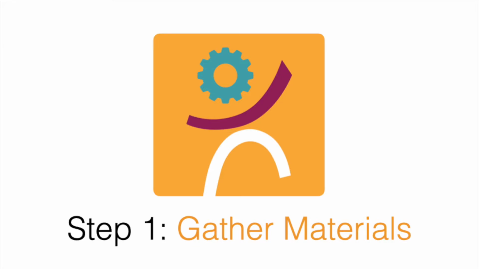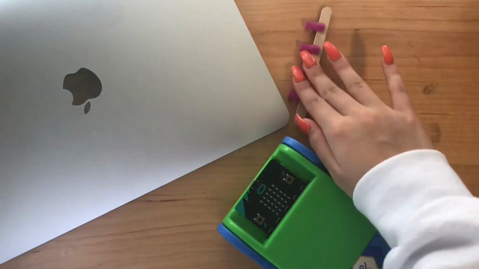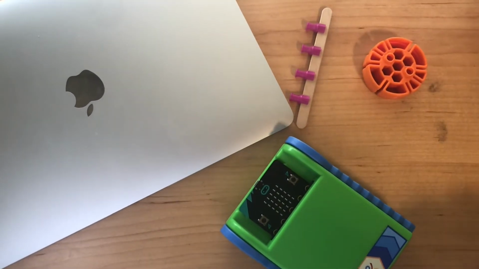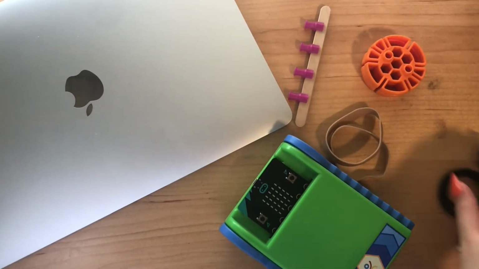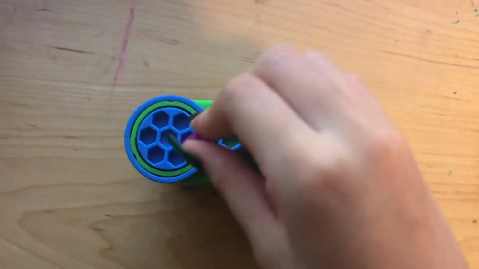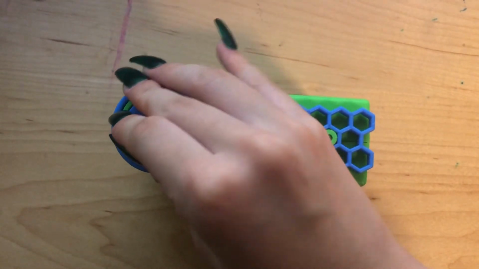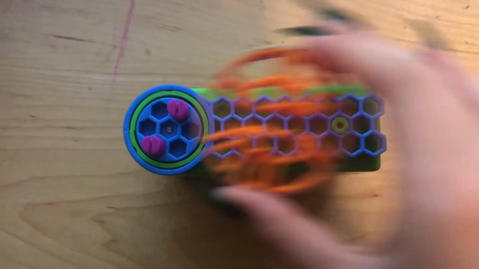Step 1. Gather materials. Gather a computer, a Trashbot, 4 axles, 2 pucks, 2 rubber bands, and a micro USB. Step 2. Build. Connect the pucks to the Trashbot's motors using the axles, creating 2 wheels. For more traction, wrap a rubber band around each wheel.